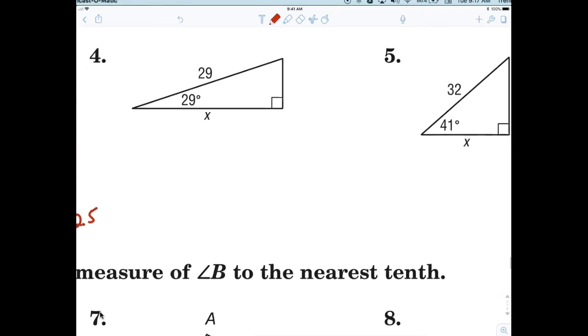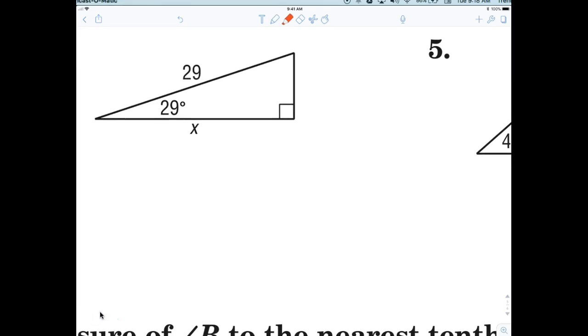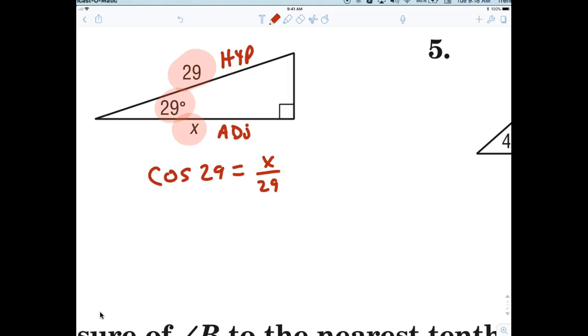Right, number 4. Again, I don't think it's necessary for us, but those are the 3 things. You identify what they are. This is the adjacent, and this is the hypotenuse. Does everybody agree? So the trig function with the adjacent and the hypotenuse is cosine 29 equals x over 29. So x equals 29 cosine 29. And somebody tell me what that is approximately? 25.3. 25 point what? 3.6. All right, I don't care.